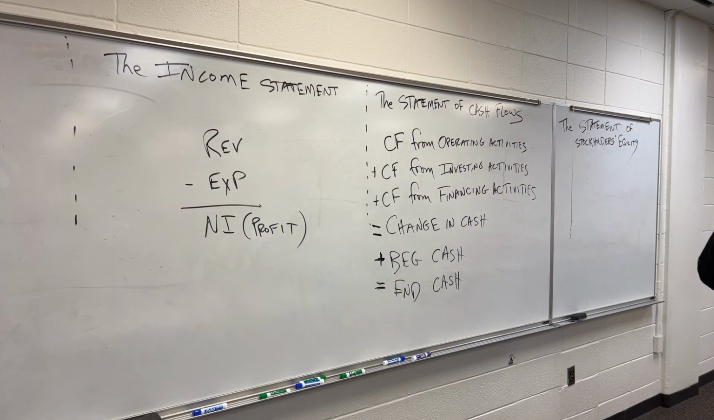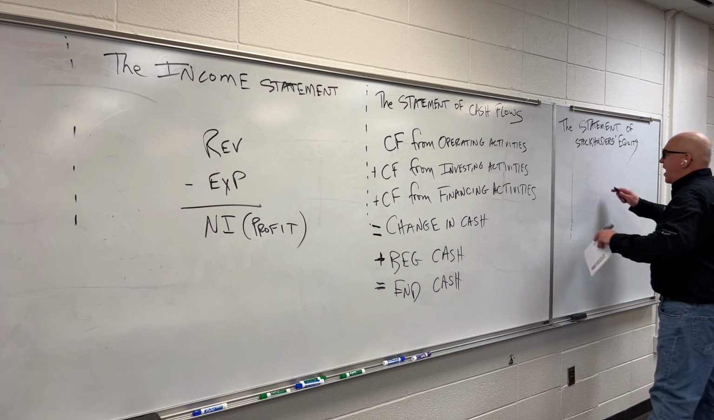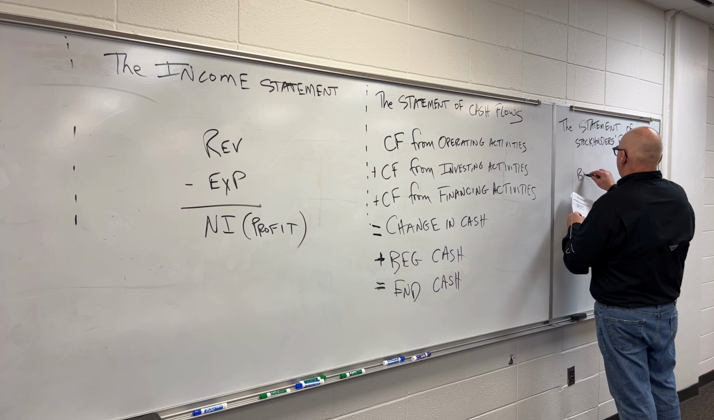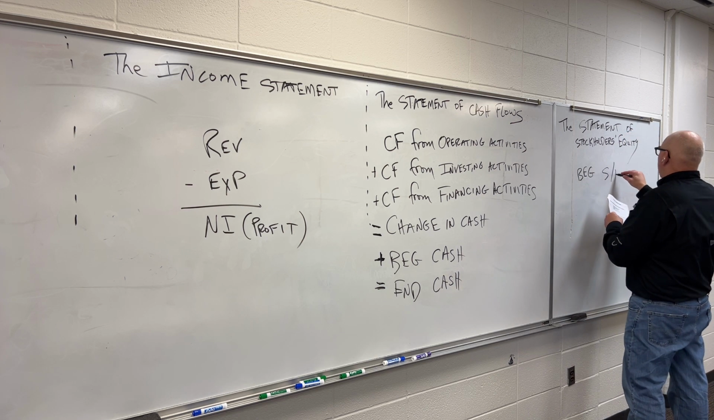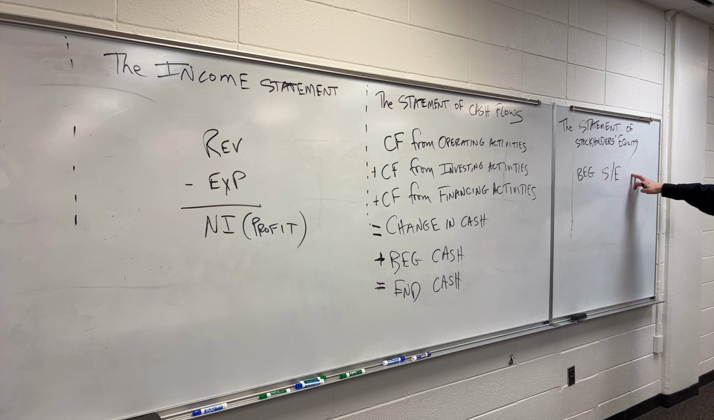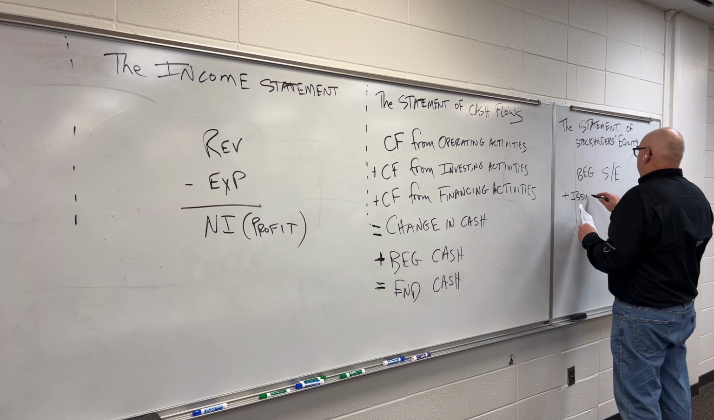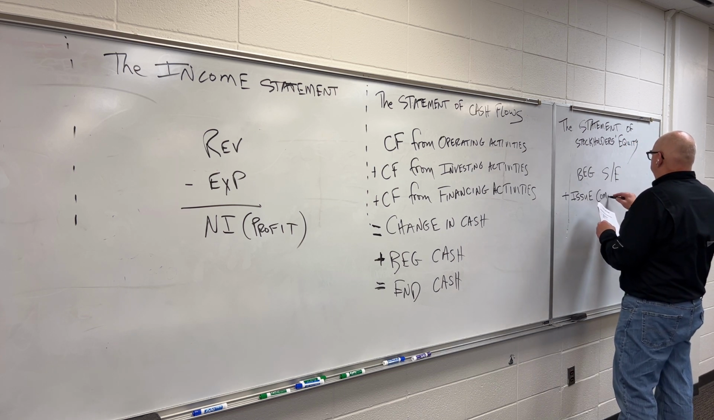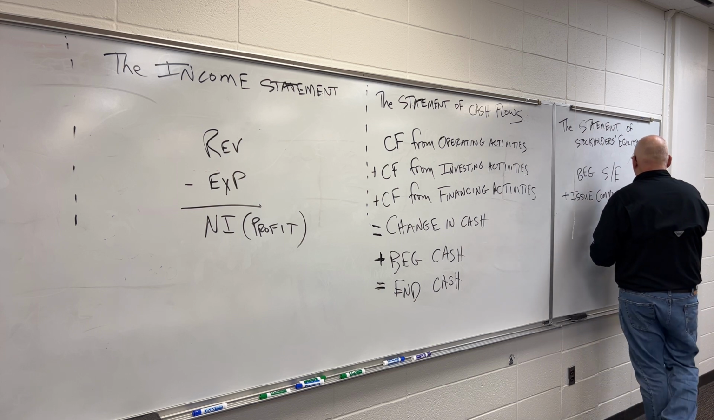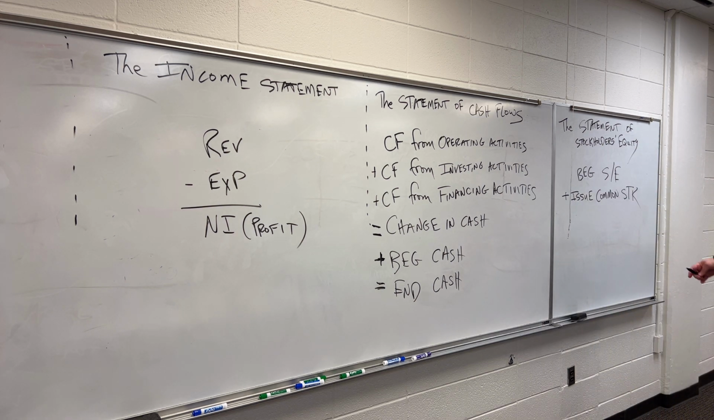And then finally, the statement of stockholders' equity. And that's going to be beginning stockholders' equity, SE, stockholders' equity, plus, if you issue common stock, which is the stock that you would purchase if you buy Tesla. Or what have we talked about? We've talked about Tesla, we've talked about Apple. If you go out and buy a share of stock of Apple or Tesla, this is what you're buying. You're buying common stock.